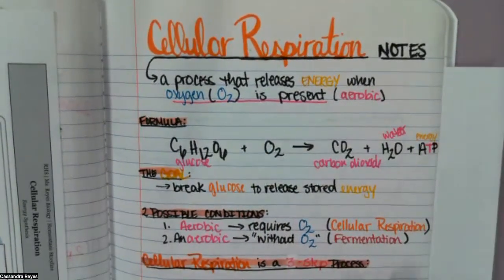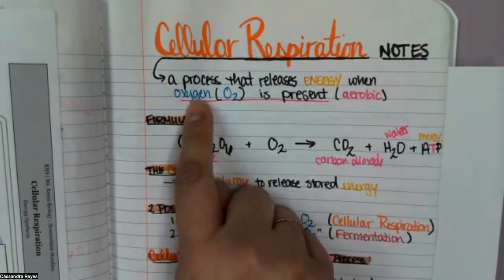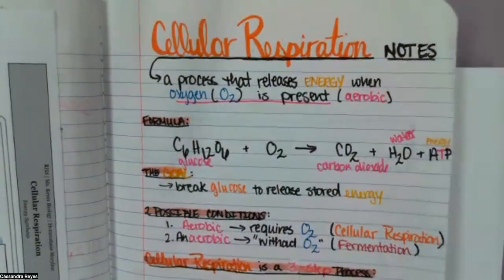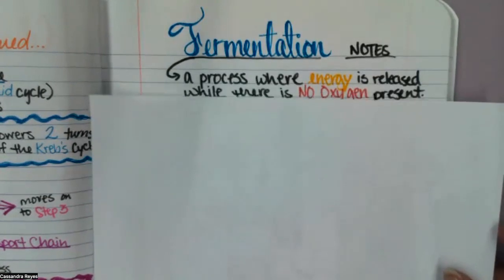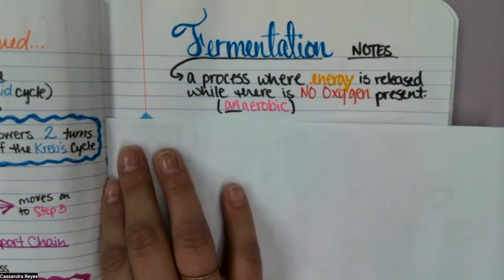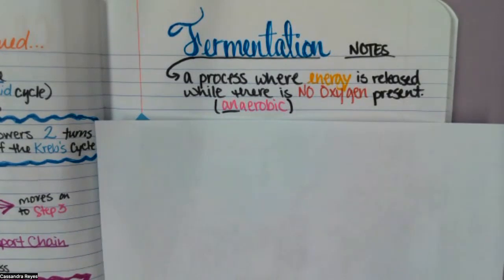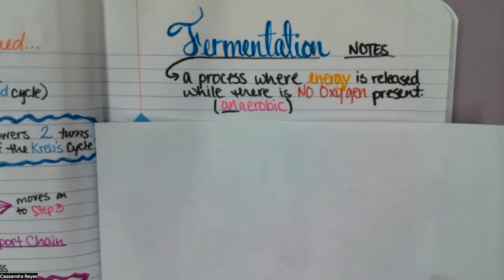Now, this other process that we're talking about, fermentation, is going to be the opposite of that. Oxygen is not going to be present. Fermentation is a process where energy is released when there is no oxygen present, and that is what we call anaerobic. When you put an "an" in front of it, it negates the statement. Aerobic meant oxygen is present, so "an" in front of it means that no oxygen is present. So there are two processes that can occur here.